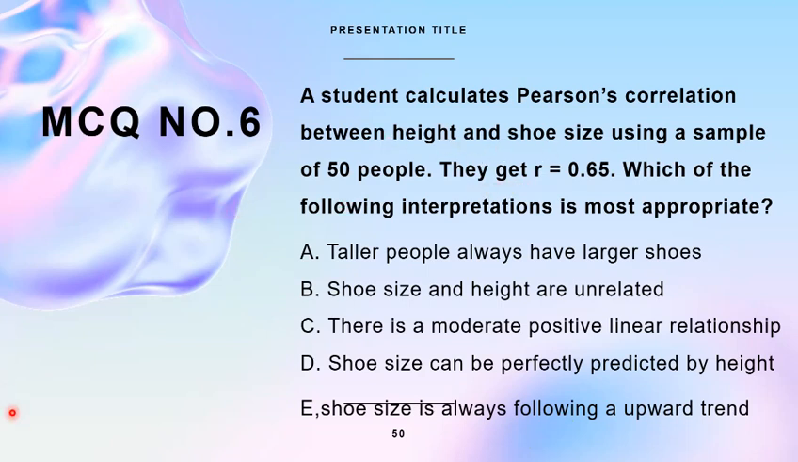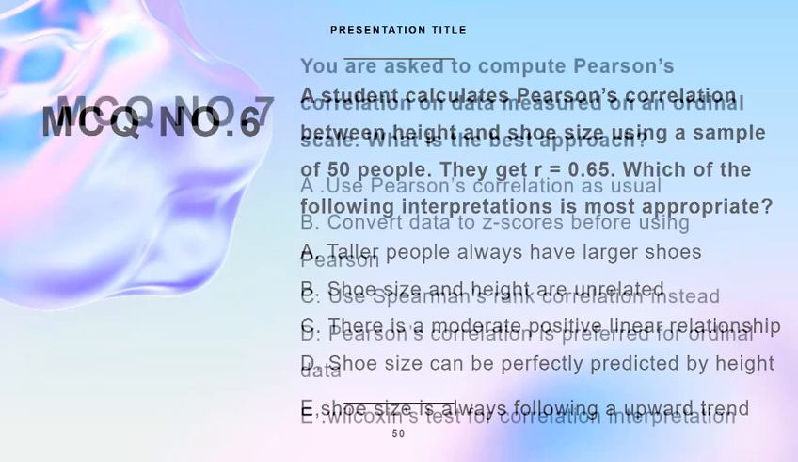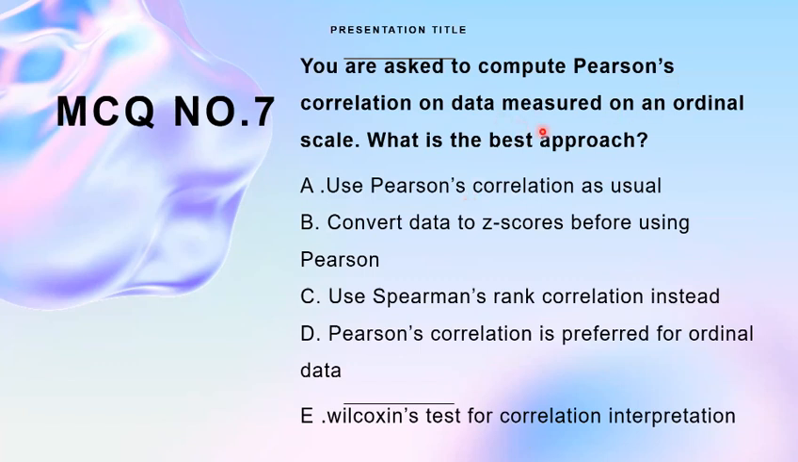Height and shoe size. MCQ number 7: you are asked to compute Pearson's correlation on data measured on an ordinal scale. What is the best approach? A. Pearson's correlation as usual. Convert data. The answer would be C. Use Spearman's rank correlation coefficient instead, which we have discussed in some slides where Shapiro's test was also discussed.